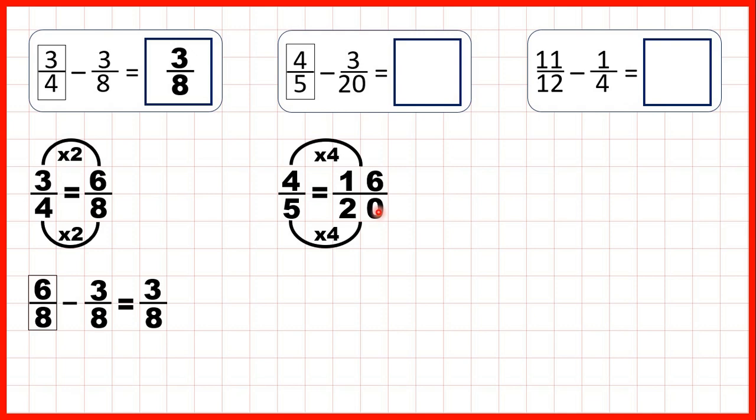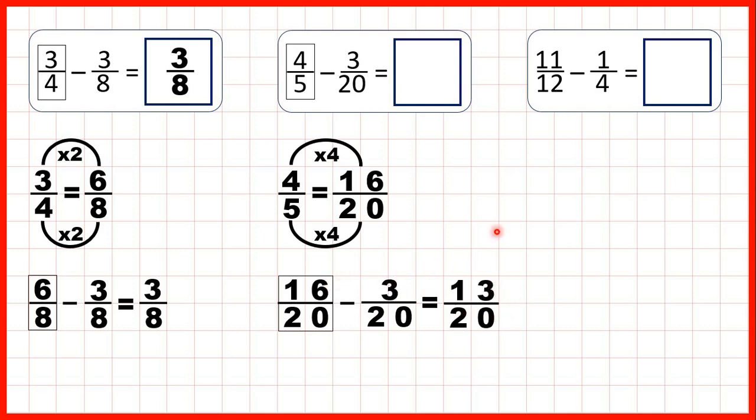So, instead of 4/5 minus 3/20, we can rewrite our question as 16/20 minus 3/20. So now our denominators are the same, so we keep the denominator the same in our answer, and 16 minus 3 is 13, so our answer is 13/20.